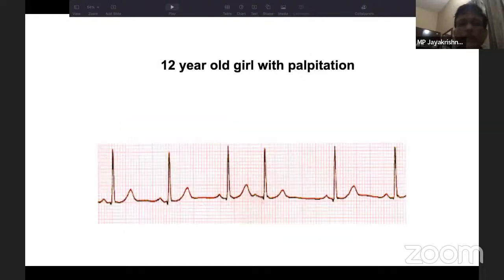This one is a 12-year-old child with palpitation. I always ask my students the causes of palpitation. So if somebody asks you the causes of palpitation, what will the answer be?